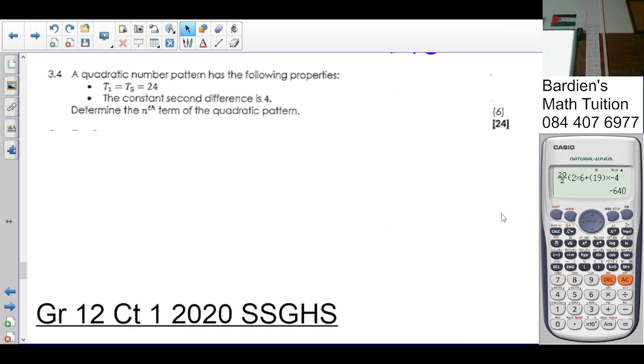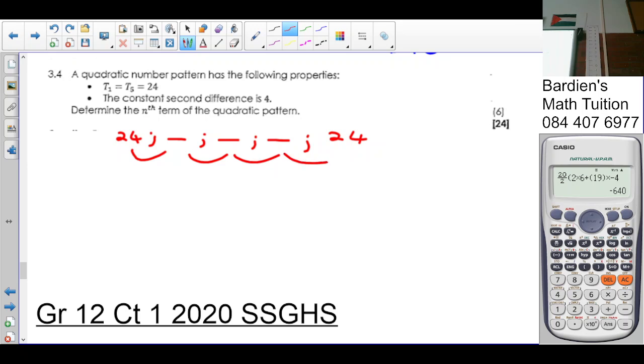So what is exclusive to quadratic patterns? They have a constant second difference, not so? So it has term 1 equal to term 5, which is equal to 24, and a constant second difference of 4. So if I look at this here, term 1 is 24, terms 2, 3, 4, and term 5 is 24. So whatever that is, the second difference is going to be, okay, determine the nth term of this pattern.